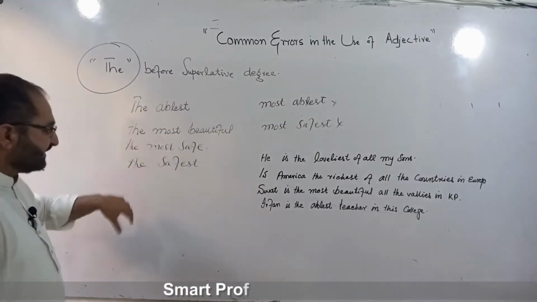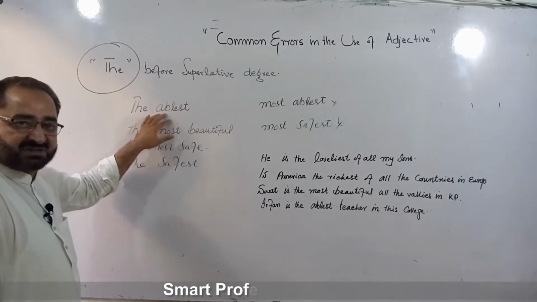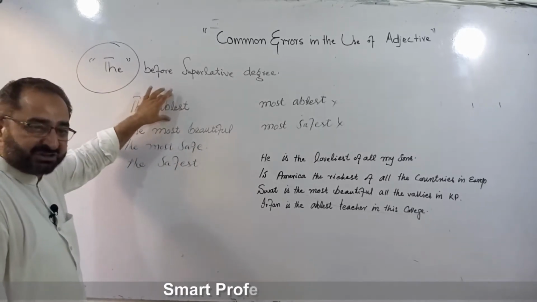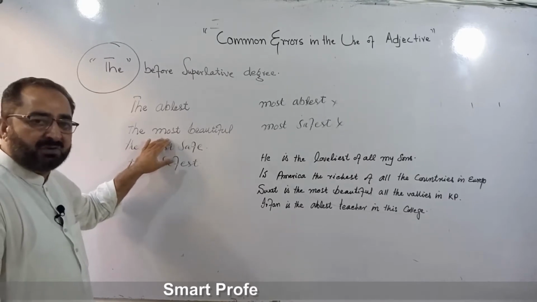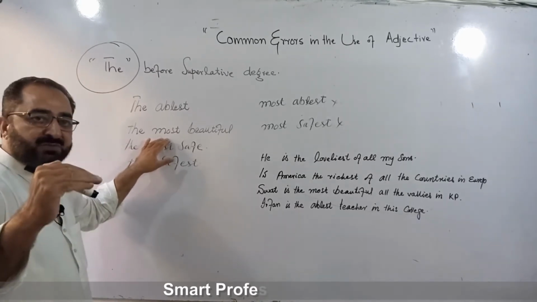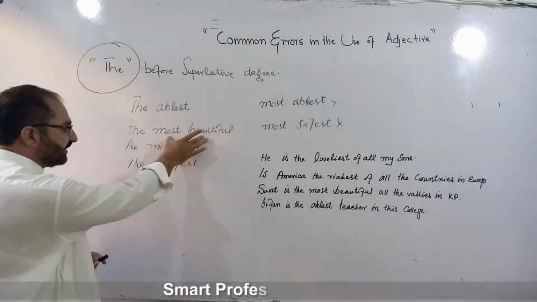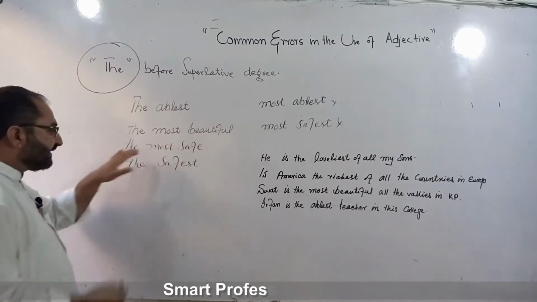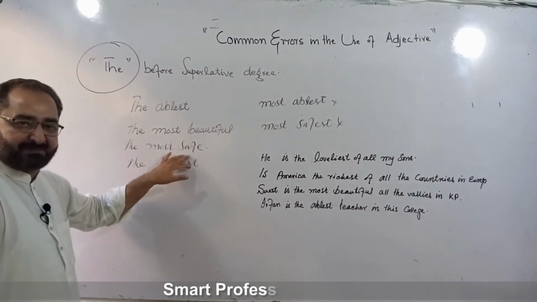As in these examples: able, abler, ablest. So 'the ablest', because this is the superlative form of the adjective. Beautiful, more beautiful, most beautiful. Most beautiful is the superlative degree of adjective. Since this is the superlative degree of adjective, we must put 'the' before it. So 'the most beautiful'. Then safe, safer, safest.